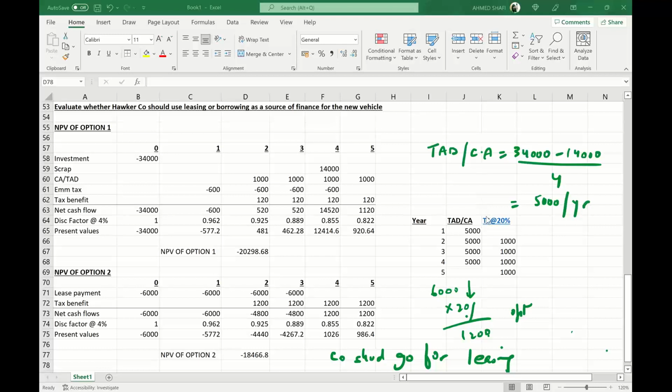Yes, Sanaullah, there is a difference between finance and operating lease, and the only difference is that maintenance cost is borne by lessor in operating lease and by lessee in finance lease. Yes, maintenance cost is also a tax benefit. Nabil, if you use 8%, yes, your answer will be different, but your decision will be the same.